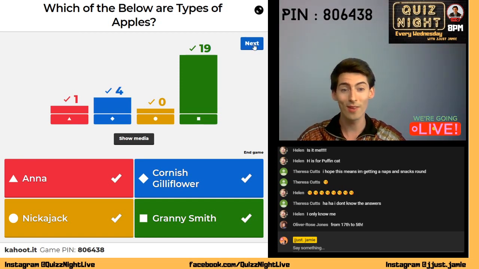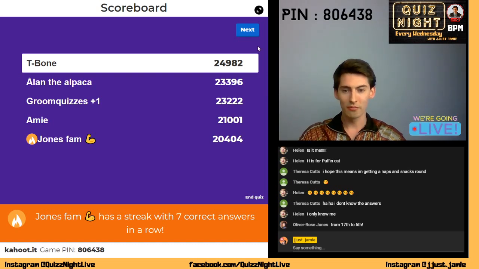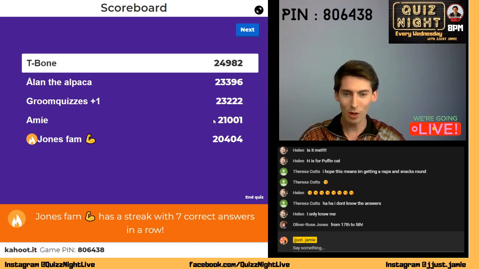So let's look at the leaderboard and see what that's done. Who got 3 right? Top 5 is exciting. Hasn't changed though. Interesting. Well done. The gap at the top is quite tight though. There's a bit of a gap between Groom Quizzes and Amy, but I still think it's anyone's game.